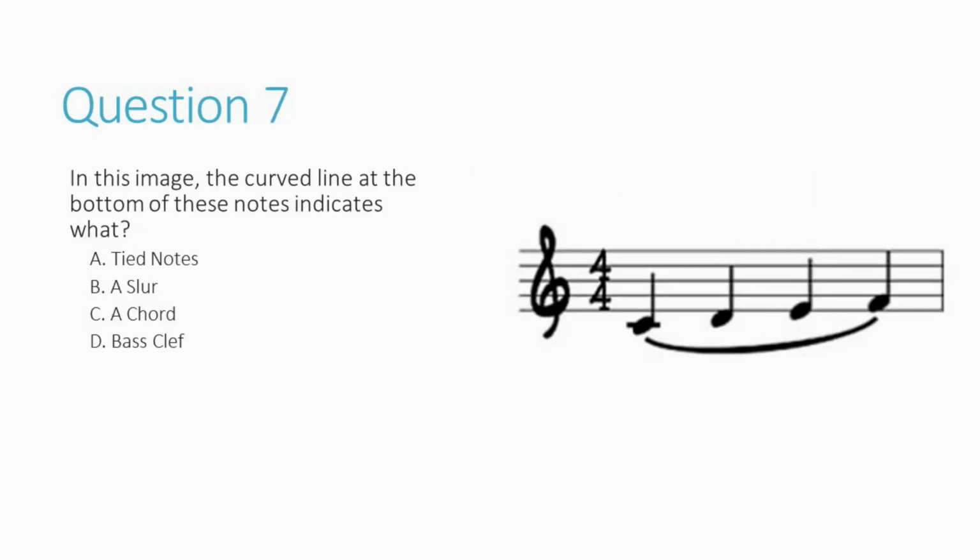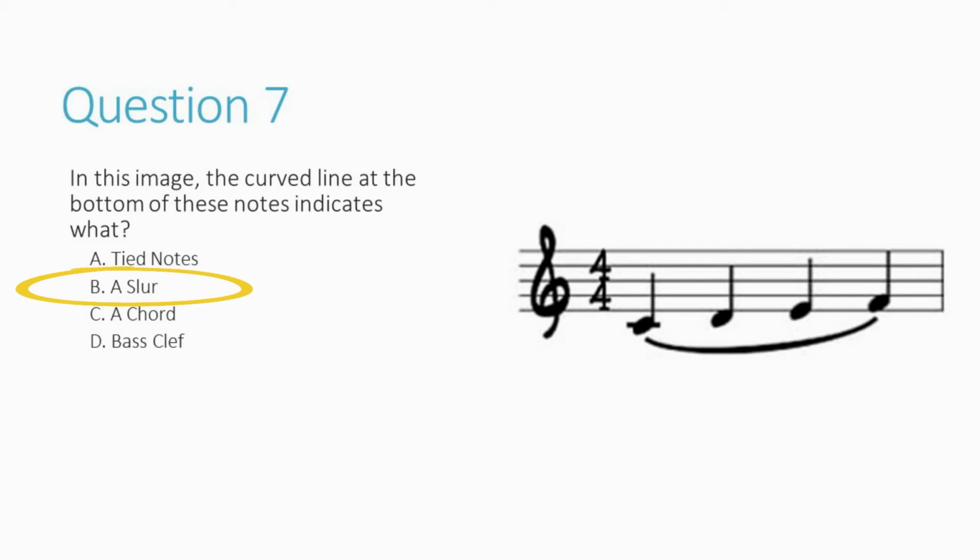Question 7. In this image, the curved line at the bottom of these notes indicates what? A. Tied notes, B. A slur, C. A chord, or D. Bass clef. The correct answer is B. A slur.